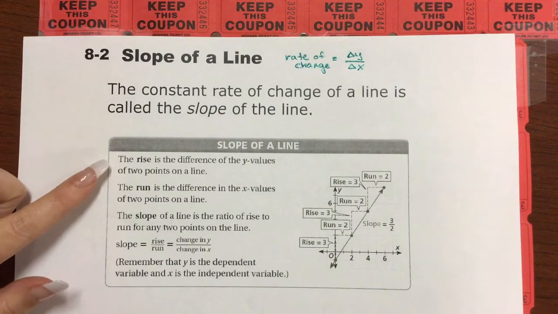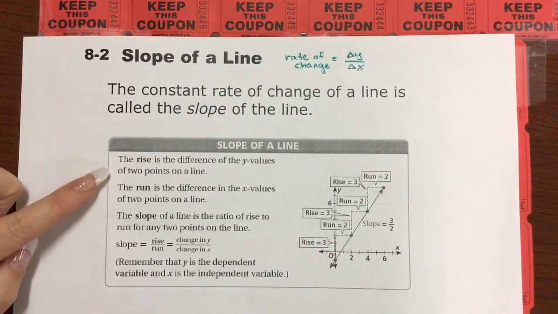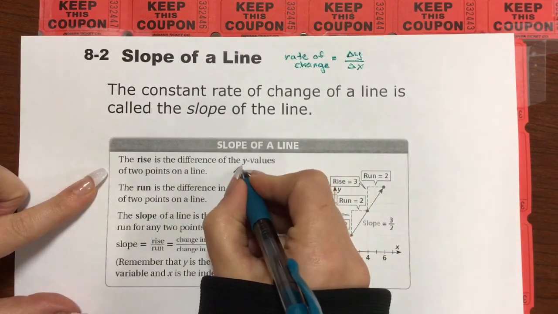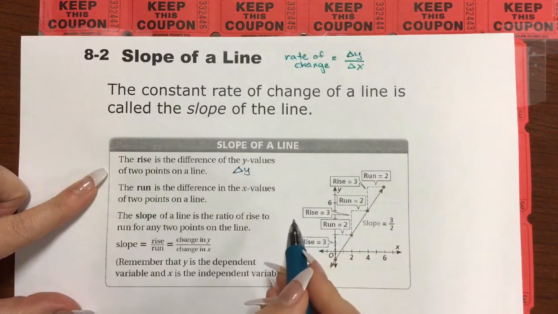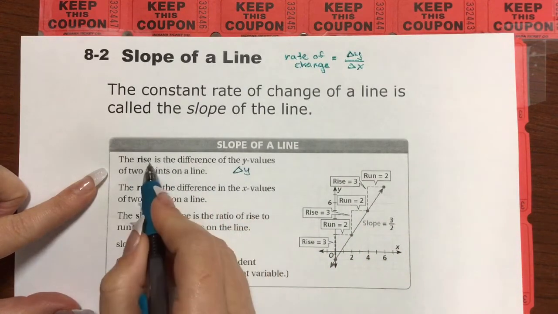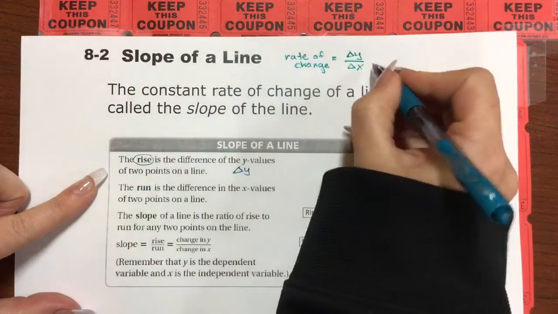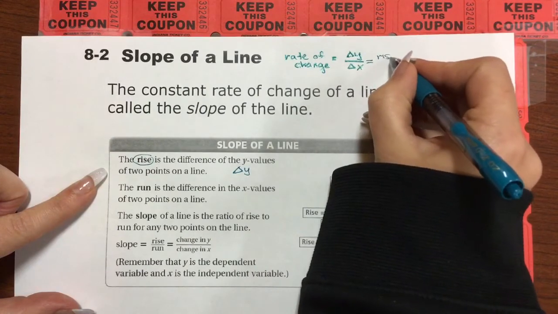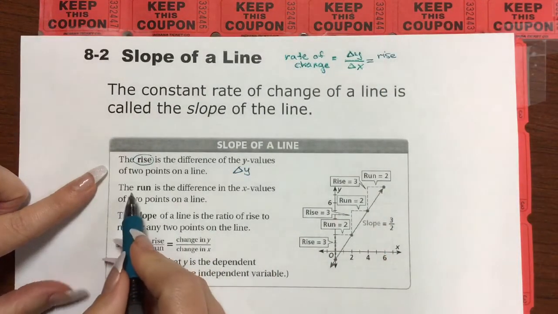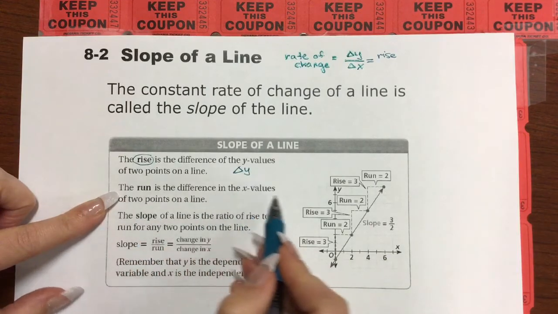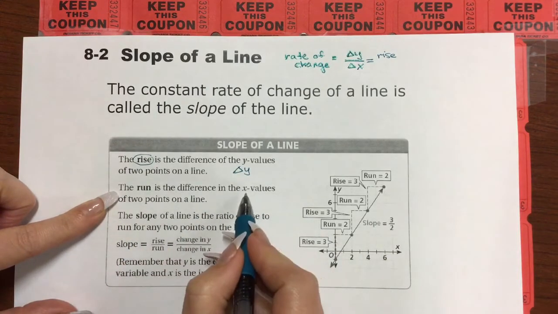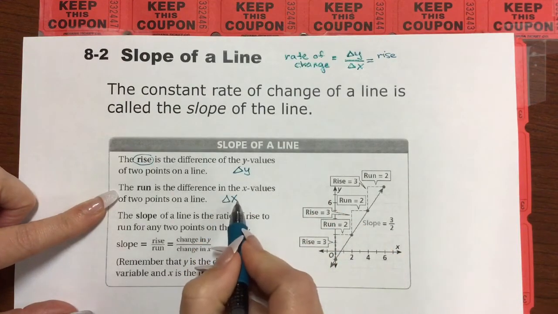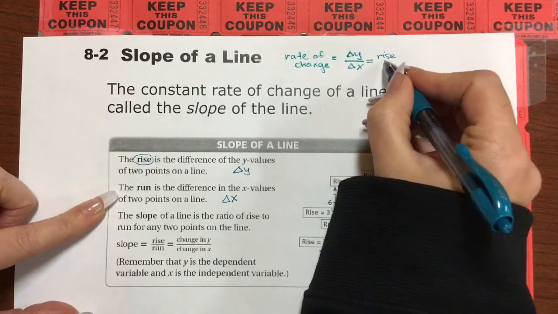This states that the rise is the difference of the y values of 2 points on a line. Now, the difference of the y values is the same thing as the change in y. And they're calling the change in y a new name. They're calling it the rise. So the change in y is also called the rise. Then it talks about the run. The run is the difference in the x values of 2 points on a line. So the difference in x values, that's the change in the x values. So now the change in x is also called the run.